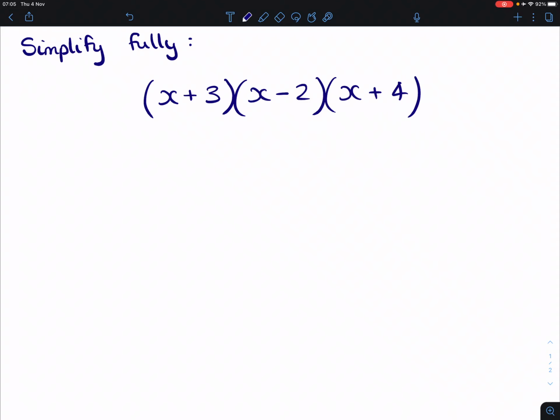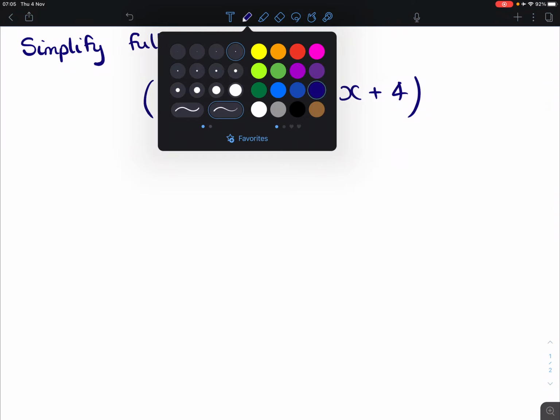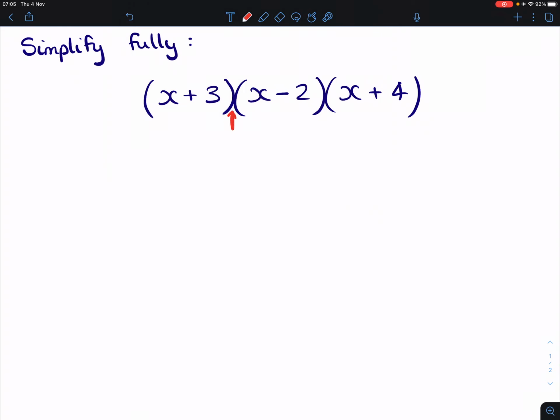So in this question, we're looking to simplify triple brackets, where you have three pairs of brackets that are all being multiplied together. The reason you know these are being multiplied together is because there is no sum or symbol in between these brackets. So if you can't see the sum, it is a multiple. So how do we do this?